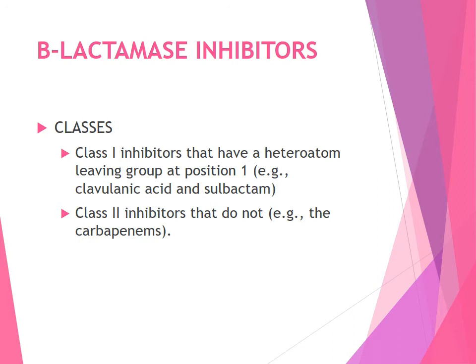Just remember that there are three organisms that produce beta-lactamase. We have Staphylococcus aureus, Haemophilus influenzae, and Bacteroides fragilis. Those are the three organisms that produce beta-lactamase. Again, we have two classes of beta-lactamase inhibitor, class 1 and class 2. Under class 1, we have clavulanic acid and Tazobactam. Class 2, we have carbapenems.